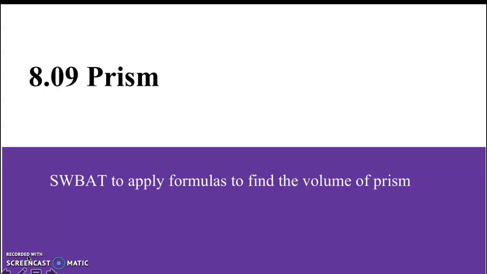Alrighty guys, we're on lesson 8.09 Prism. Your objective today is that students will be able to apply formulas to find the volume of a prism.